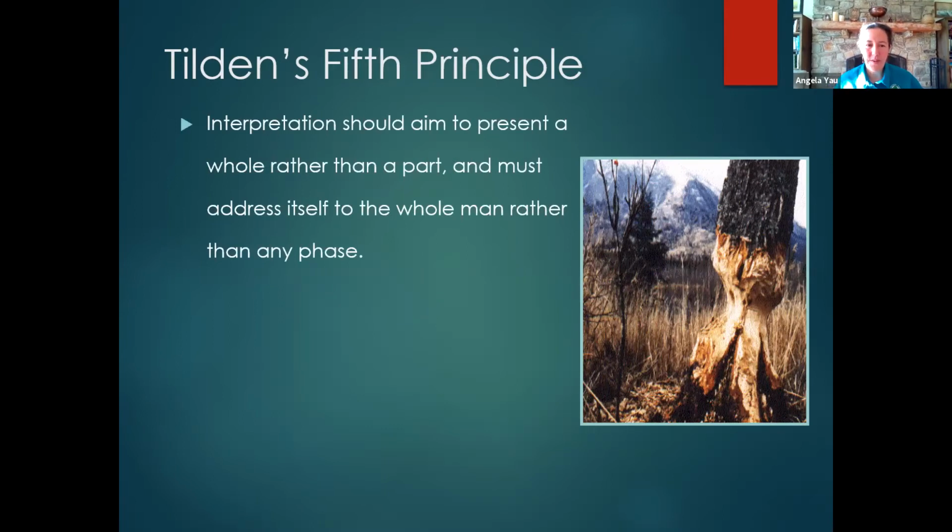Okay, the fifth principle is that interpretation should aim to present a whole rather than a part, and must address itself to the whole man rather than any phase. So right here in presenting that sentence, there's already two parts. There's already two interpretations of this. So for this principle, the word we use is holistic, that we want to think about interpretation being holistic. So we're both addressing the big picture and we're addressing the whole person.